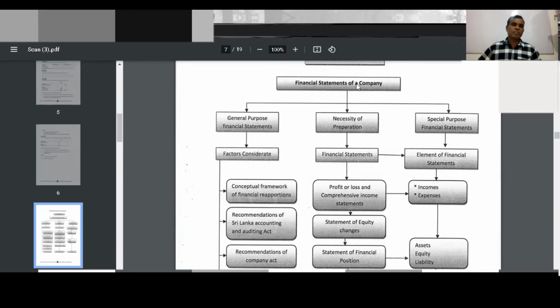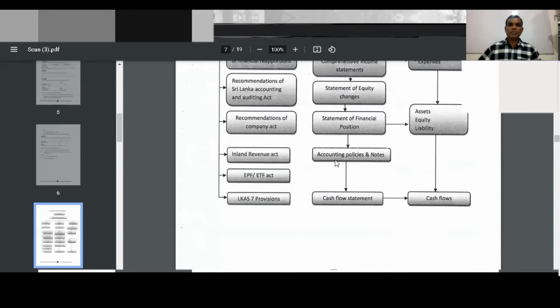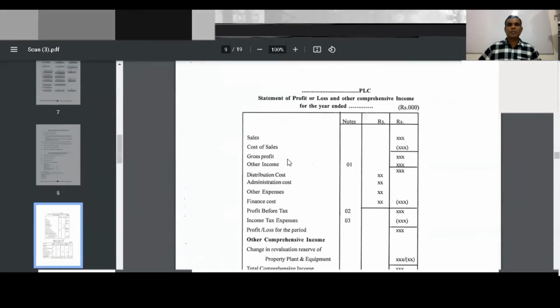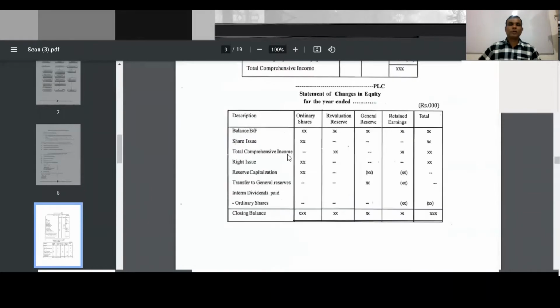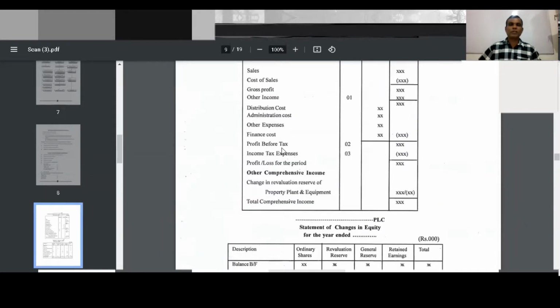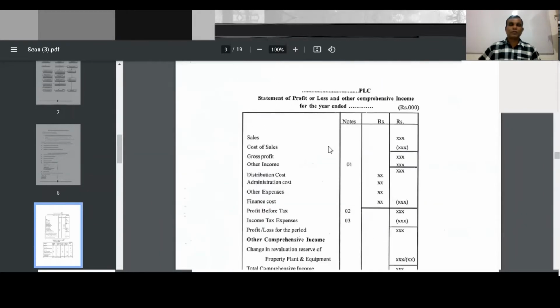Now, this is the lesson that we have discussed today. And so far, I feel that we have discussed a part of that as well. Now, you see, it is time for us to discuss the financial statements one by one. We have to discuss the financial statements one by one.